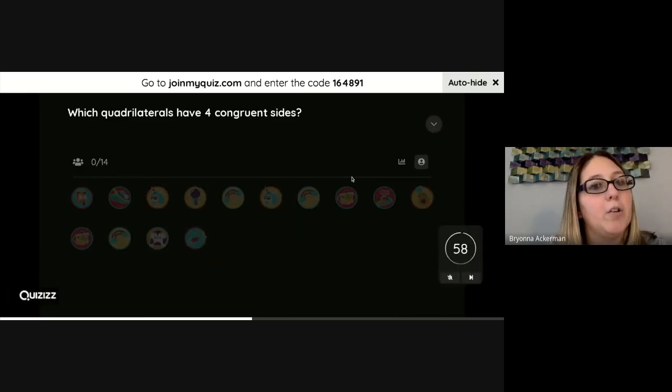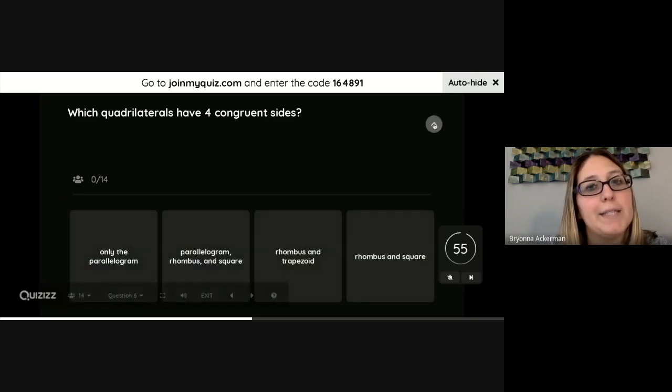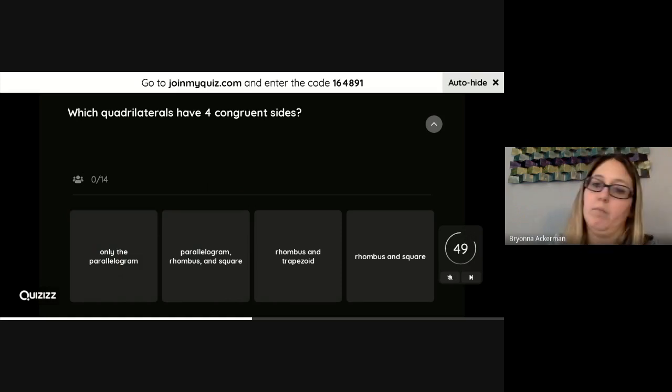Which quadrilaterals have 4 congruent sides? And read it carefully. All must be true, okay? So which ones have 4 sides that are equal.